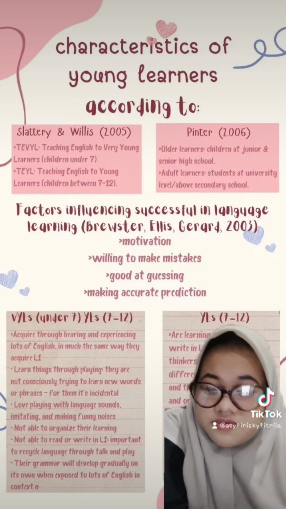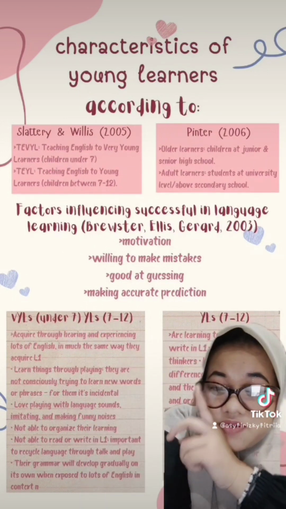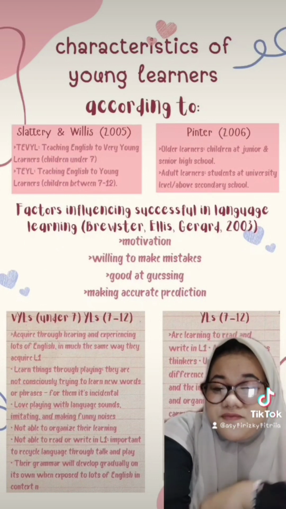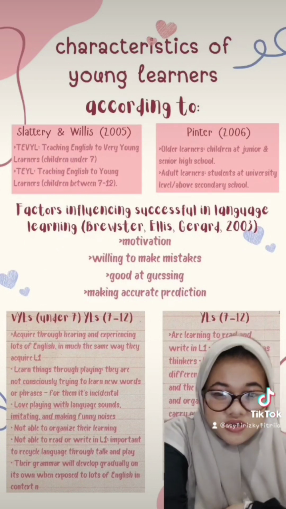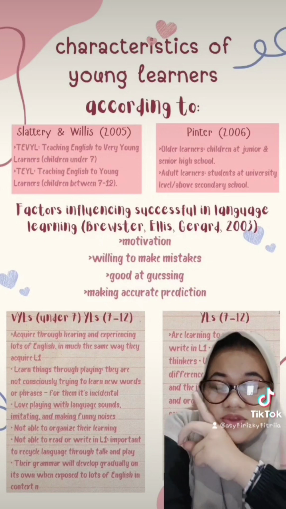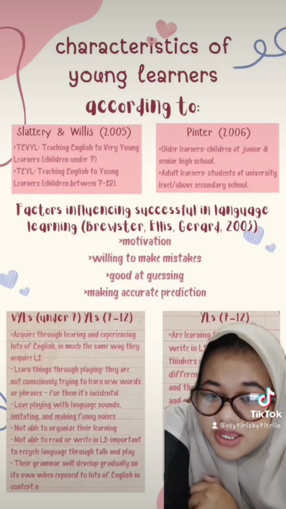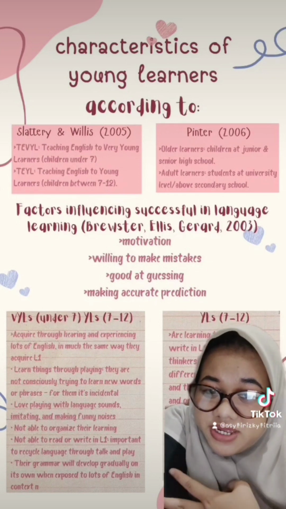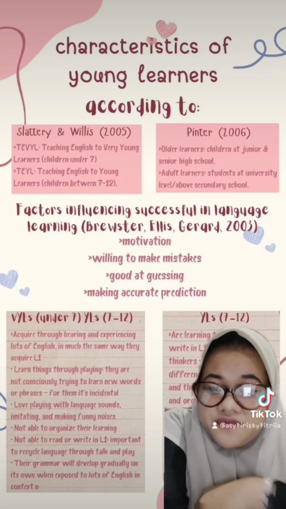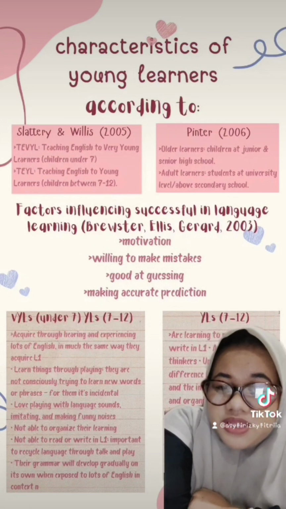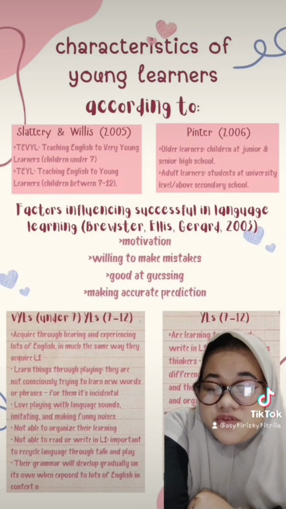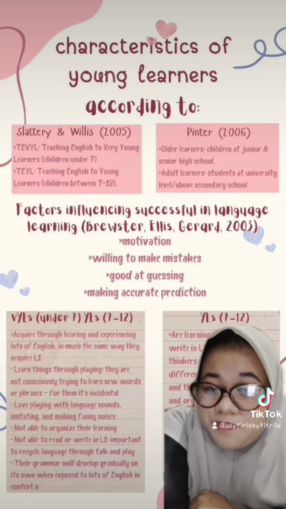Okay, now we're going to VYL. VYL is for learners under 7 years old. VYL usually acquire English through hearing and experiencing a lot of it, in much the same way they acquire their first language. The second is learning things through playing.